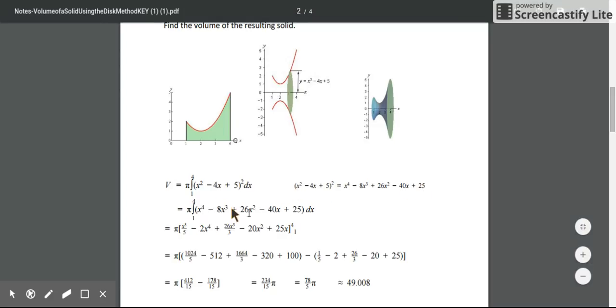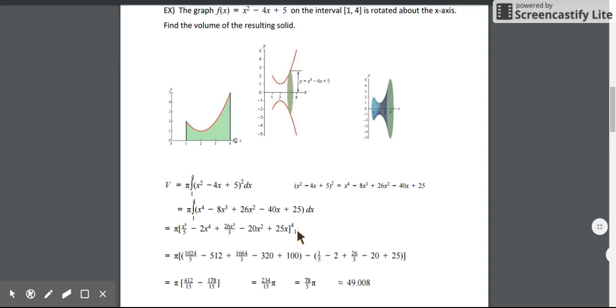So that's what I'm integrating. We're going to find the antiderivative of that. We get this, and we're going to evaluate that from 4 to 1, or from 1 to 4. Plug in 4 first, and then subtract it when we evaluate 1. And once we get all of that, then we're going to multiply by pi. So multiplying by pi will be our last step.